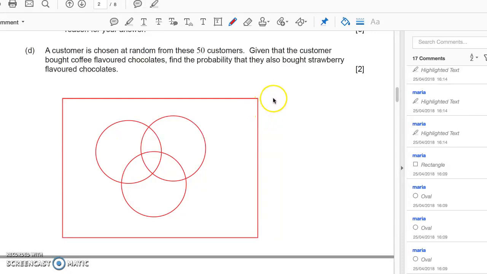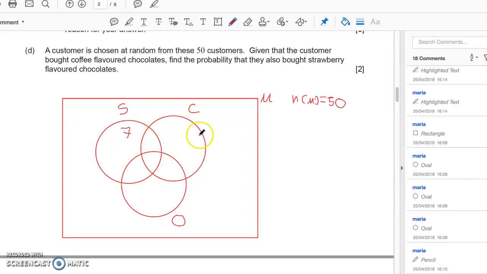I'm gonna need a square where I have all my data. Just remember, how many do I have in total? We've studied 50 customers about the chocolates, and I have 3 regions, one for the strawberry, one for the coffee, and one for the orange. If I read carefully, I see 7 bought only strawberry, not mixed with coffee or orange. So I have my 7 here.